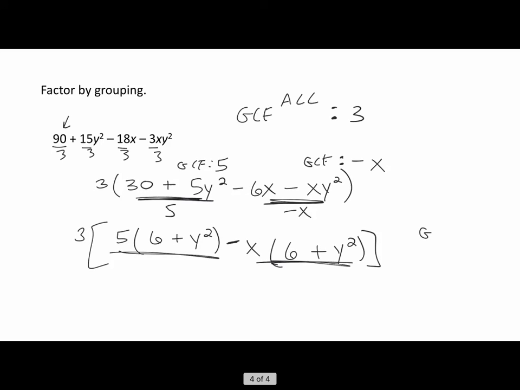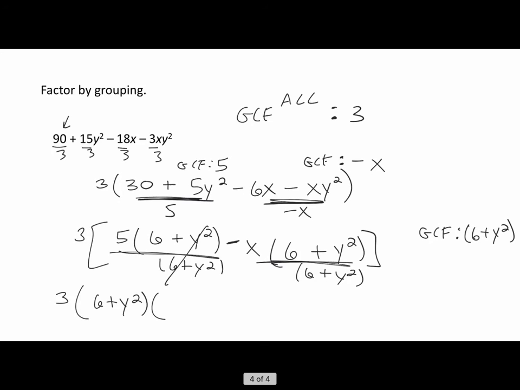So now I'm going to look at these two terms that remain and see if they have a common binomial factor, and they do, 6 plus y squared. So I'm going to factor that out. And let's see what remains of these two terms. For the first term, when we divide that common factor, it leaves us 5. For the second term, when we divide, that leaves minus x. So don't forget your GCF out front. That is part of the factored form.